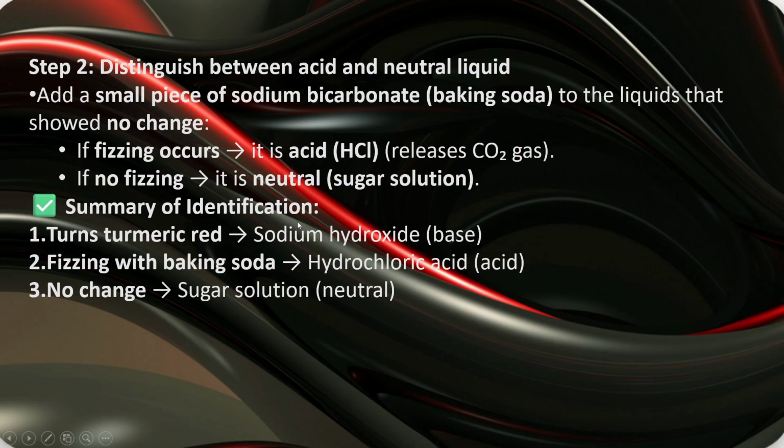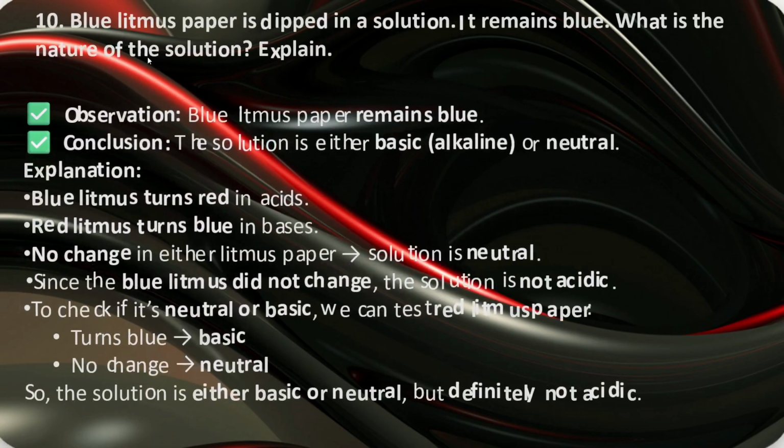Summary of the identification: the first one turns turmeric red, sodium hydroxide, base. Second, fizzing with baking soda, hydrochloric acid, acid. Third one, no change, sugar solution, neutral.